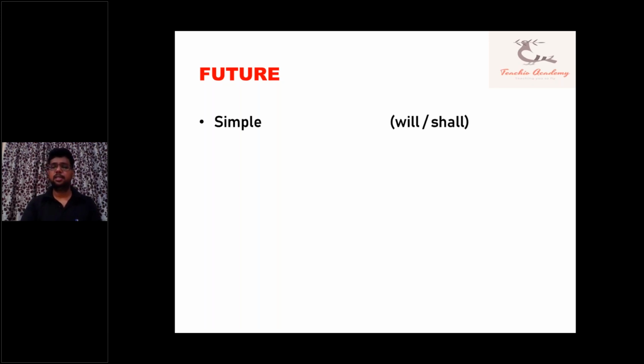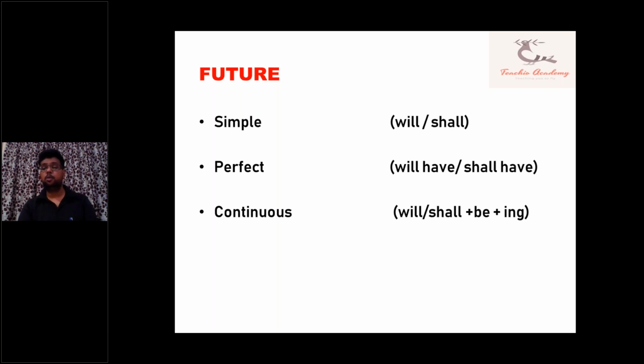Similarly, the simple future tense: I will do my work. It shall rain tomorrow. It will rain tomorrow. Will, shall. The perfect: will have, shall have. They will have done their work by now. The third, future continuous. They will be doing their work. Will be plus ing.